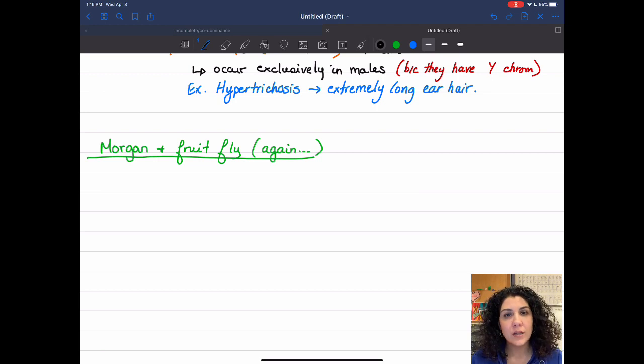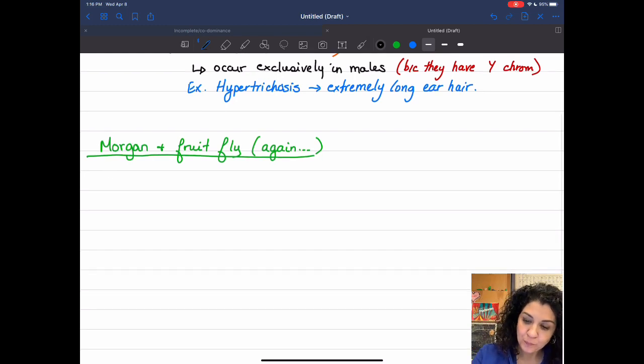And then he would keep crossing red-eyed flies with each other, and once in a while in the offspring he would spot a white-eyed fly. So once in a while you would have two recessive genes come together to make a white-eyed fly. But the thing that Morgan noticed is that anytime he got a white-eyed fly, it was always a male. And so he started thinking there has to be a connection between gender and this particular eye color.